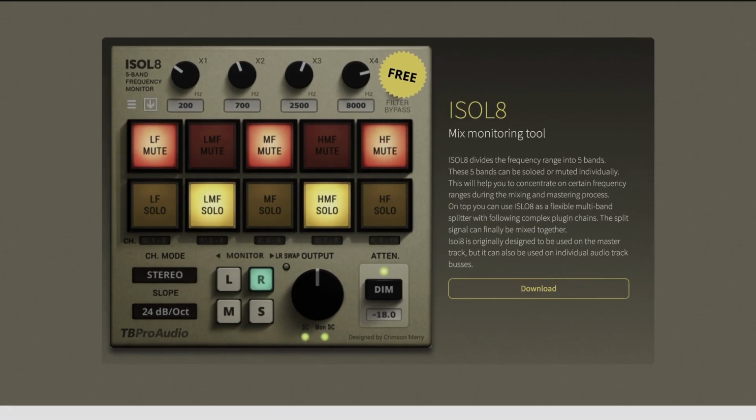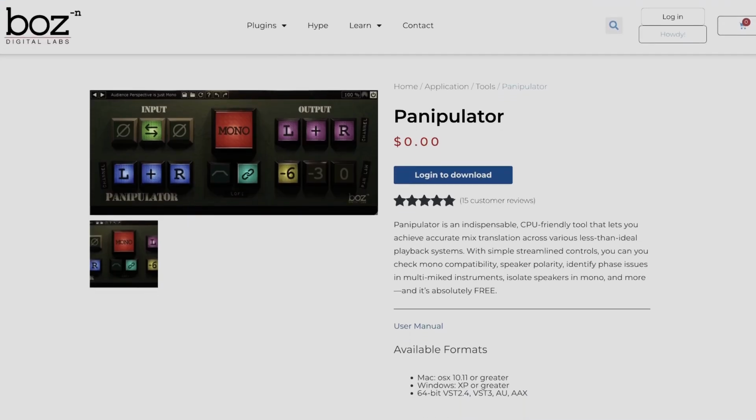If you don't have a control room section or a monitor controller, you can insert a plugin on the Sessions Master, such as Isolate by TB Pro Audio or Manipulator by Bose Digital Lab, and switch to mono using the dedicated button. Both are free, but require you to create an account. Listening in mono allows you to directly highlight all the mono compatibility issues that may be present in a mix.